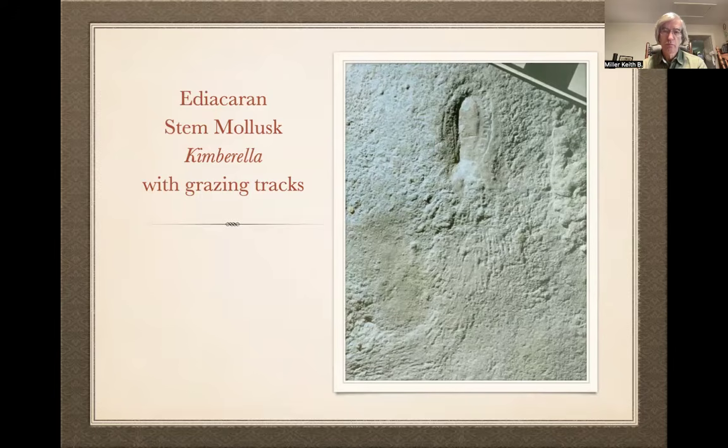And what you see here is Kimberella at the top. As David mentioned earlier yesterday in his talk, it has apparently a muscular foot. It also has some kind of a rasping feeding structure that leaves scratches behind. So you see it trailing behind the structure, or these kind of scratch marks on the algal mat. So this is something that was feeding on the algae. So this is a stem mollusk.